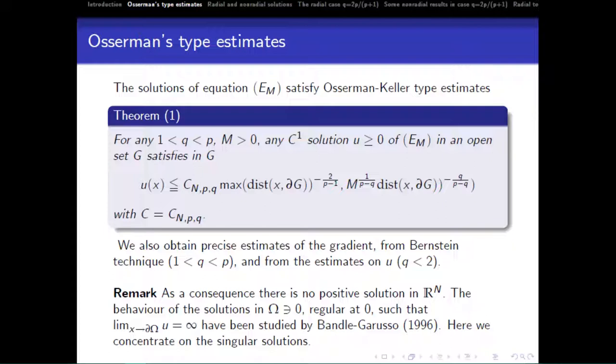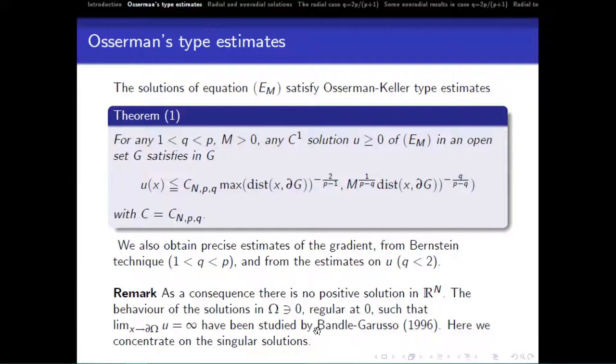Consider an open set omega containing zero, and solutions which are regular at the origin, that means which can be extended to omega, such that the limit of u on the boundary is infinite. This solution has been studied a long time ago by Bandle and Marcus. Here I concentrate on the singular solutions.